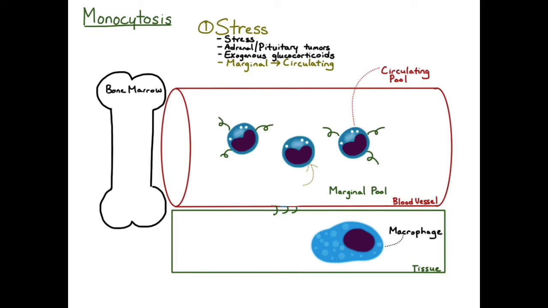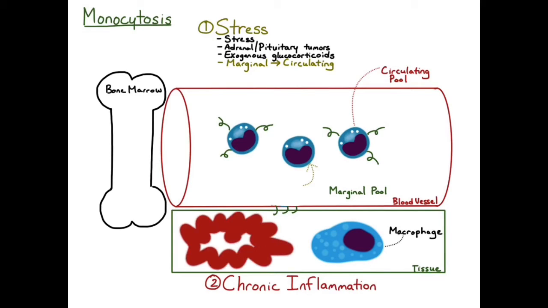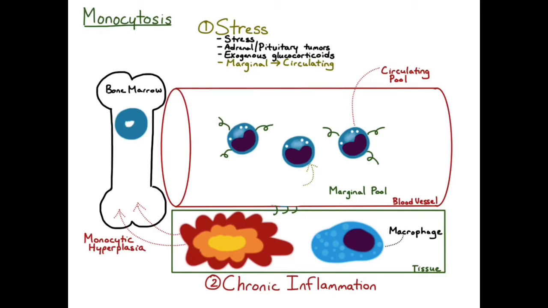On to the second cause of monocytosis, which is chronic inflammation. During times of chronic inflammation, there are inflammatory cytokines which make their way back to the bone marrow and tell the bone marrow to undergo monocytic hyperplasia. This increased production of monocytes then leads to increased numbers of monocytes moving into the blood and a monocytosis.